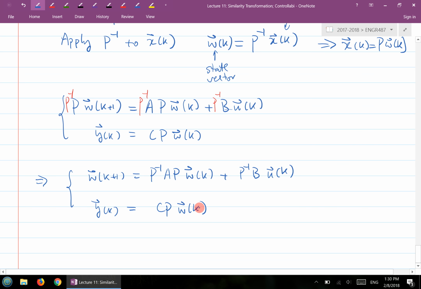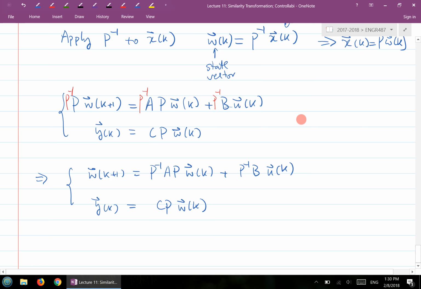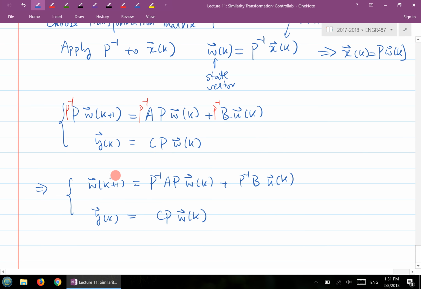Okay, so with this simple manipulation, the original state space model equation is transformed into a completely different state space model now, right? For this state model, you have a state vector which is W of k, and then the system matrix here. Let's call it A prime, this one B prime, and this one C prime, right?